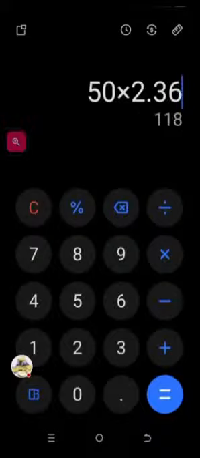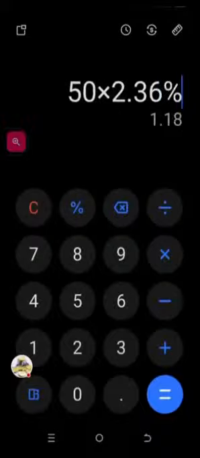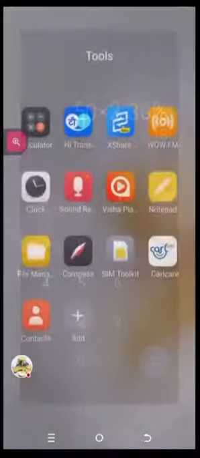Okay, that's going to be $50 times... I know it's more than 2%. 2.3? Okay, maybe 2.36. Yeah, 2.36% is $1.18. So this is awesome. This is beautiful. I love this. I love it when we make money.